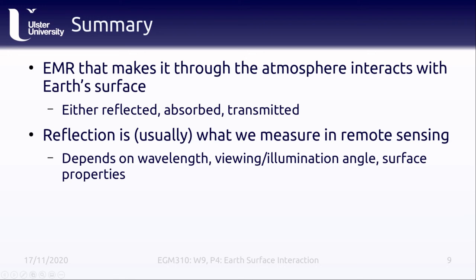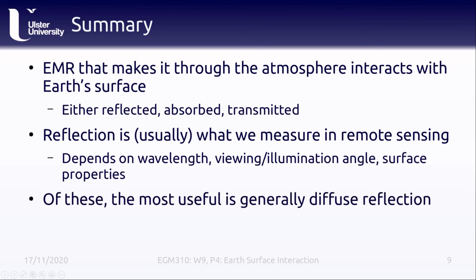We can use the radiation that is reflected to study the surface. Of all of the different processes that we've discussed today, the most useful for remote sensing is generally diffuse reflection, as this tells us something about the spectral properties of the surface.